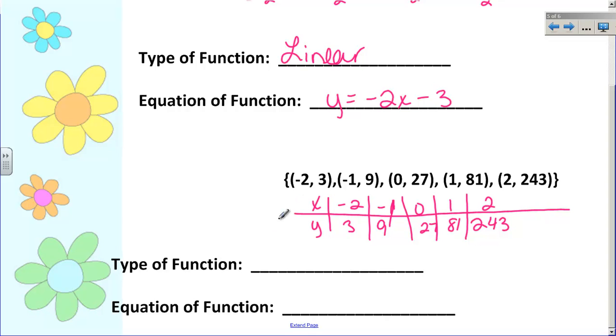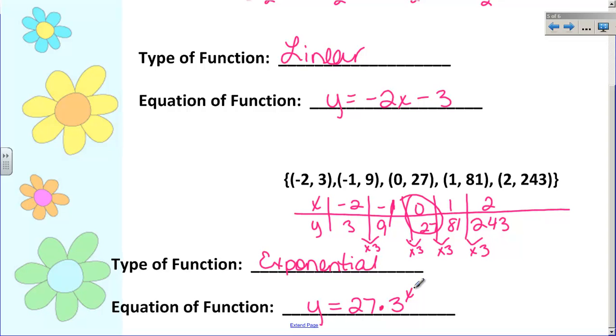Let's test to see if it's linear first. From 3 to 9 is +6. From 9 to 27 is not +6, so not a constant rate of change. It means it's going to have to be exponential. Let's find our factor. This is times 3. This is times 3. Times 3, and I'm willing to bet that's also times 3. That makes this an exponential function because it has a constant factor. So my b is 3, my a is 27, so it's 27 times 3 to the x. That's my function. And that's how you go about doing that.